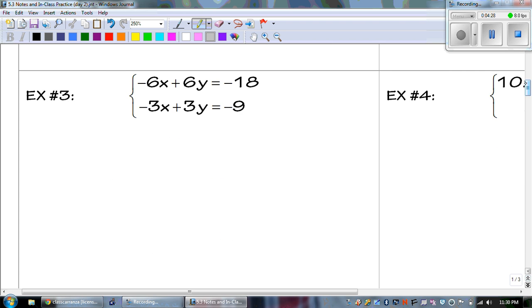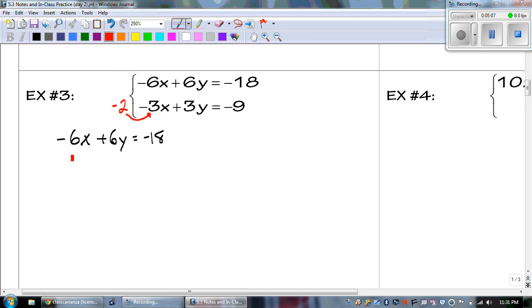Okay, let's look at example number 3. Our x's and our y's are all lined up. And I think it's going to be easy to cancel the x's. So what do I need to multiply the bottom equation by? Yeah, we need to multiply by 2, and it has to be a negative 2. Okay, so right away I know my top equation is staying the same. And now let's multiply by negative 2.